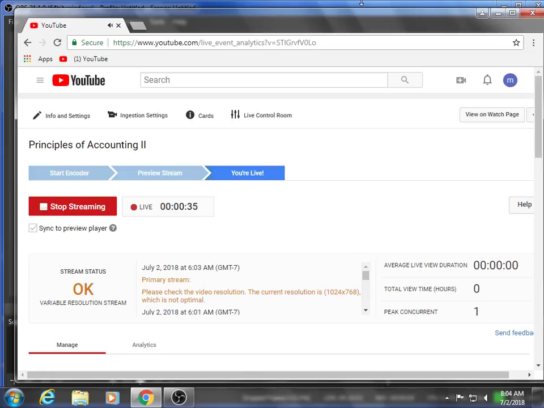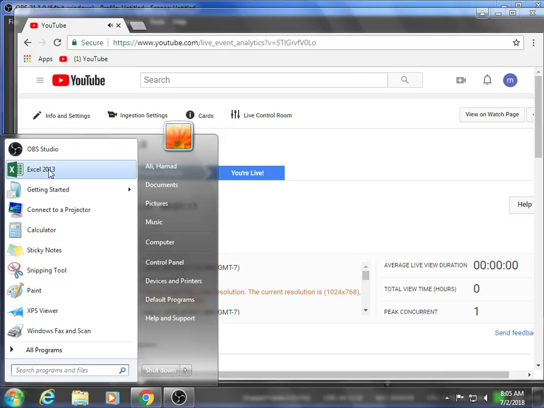If you go to problem 4 on page 536 of your textbook, this is a comprehensive stockholders' equity transactions in stockholders' equity problem. So let me go to Excel, and we will do the practice there.